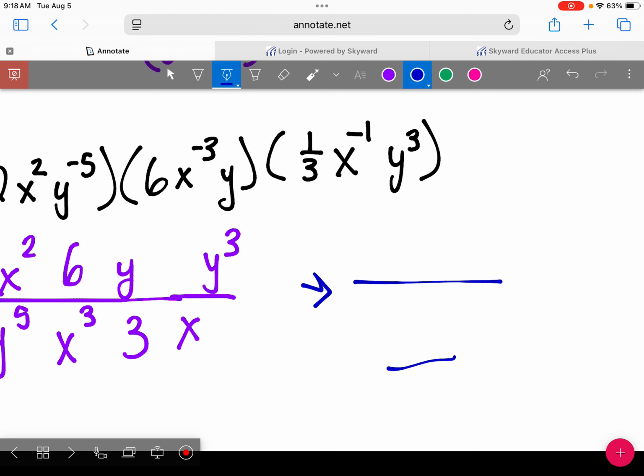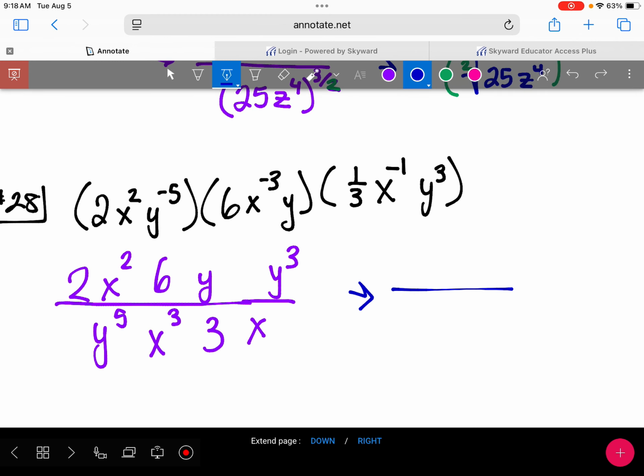And if you do this in fewer steps than me, that is okay. If you do this and it takes you like 2 steps, cool, love it. I just tend to write a lot of steps.